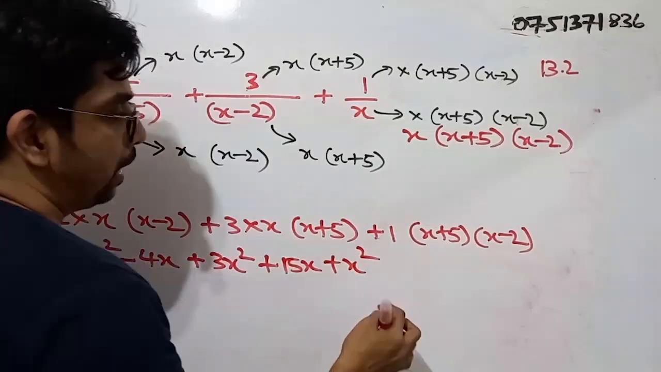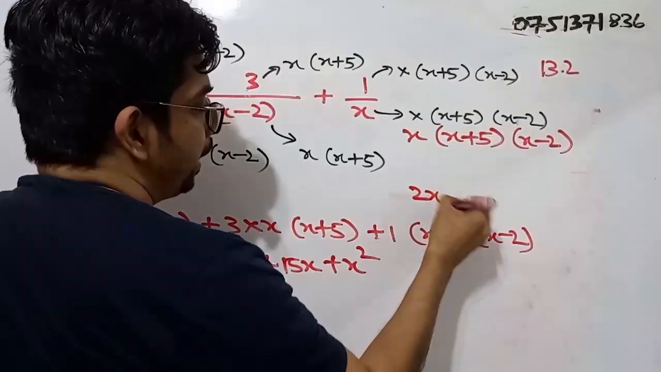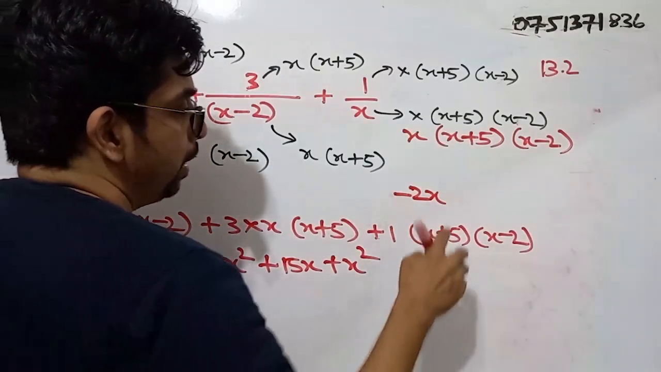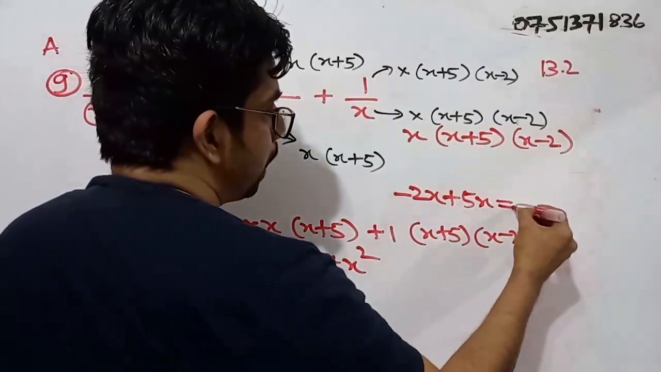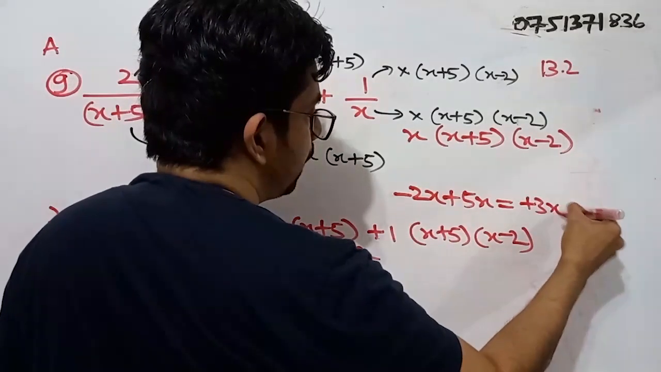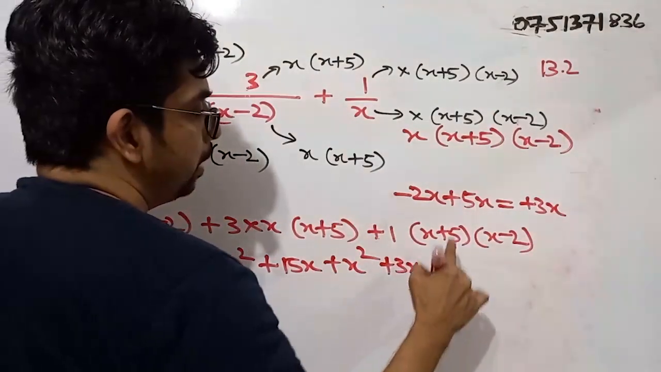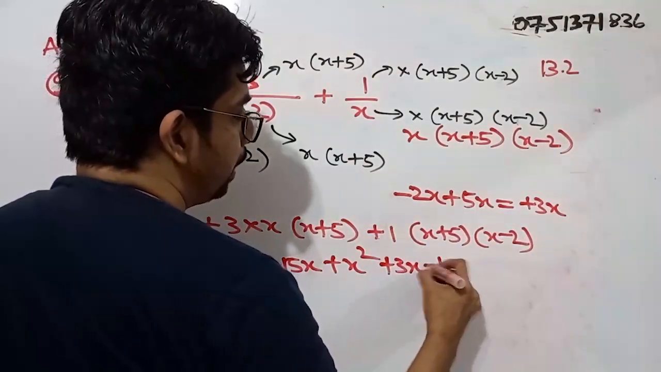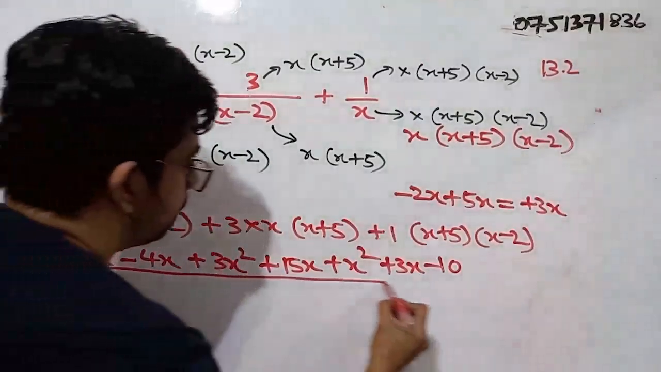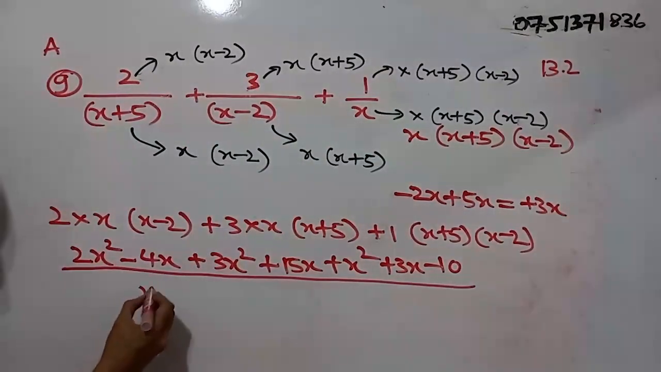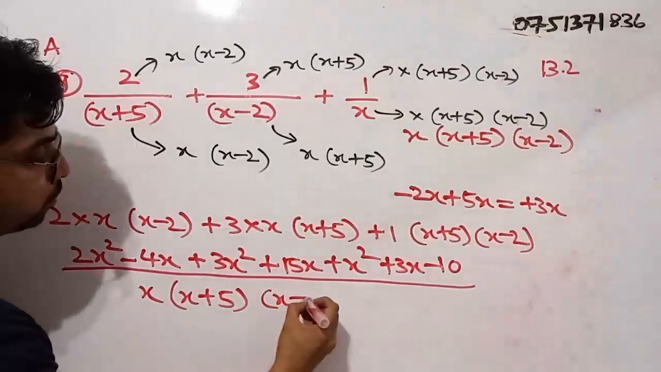So here we have x squared. So then, x into 2, 2x and it will be negative. Okay, 5 into x, that is 5x, and it is positive. So what's the outcome of this? Positive 3x, right? So x squared plus 3x, then 5 into 2, we have a 10, it is negative. So this entire expression needs to be divided by what? X into x plus 5 into x minus 2.